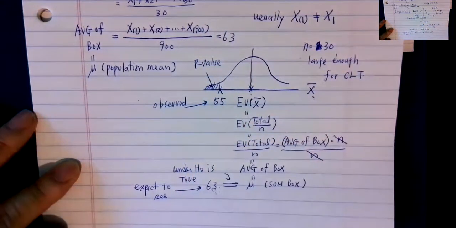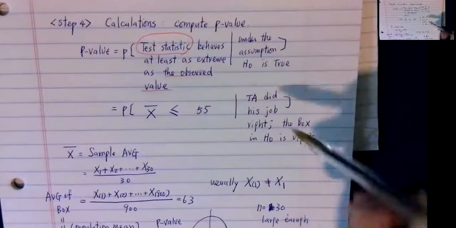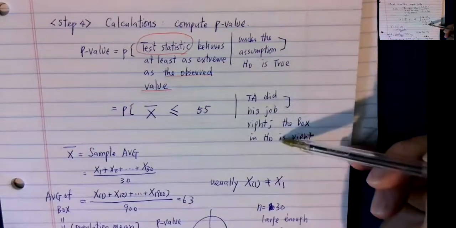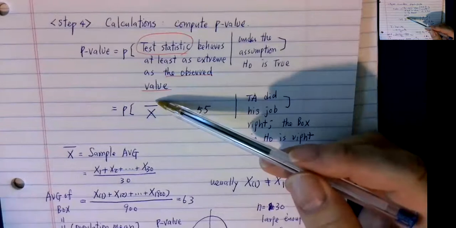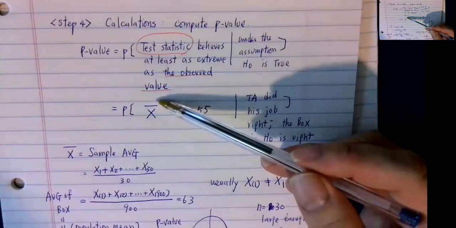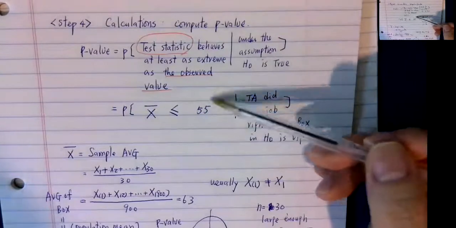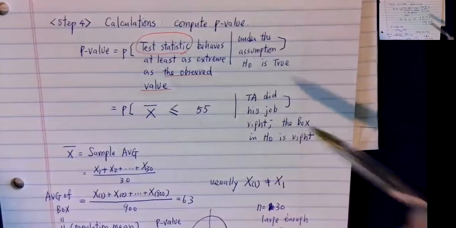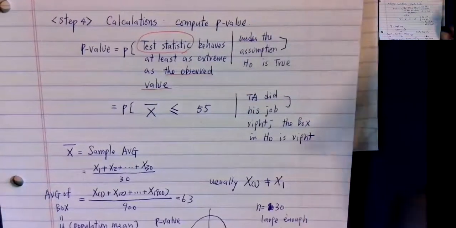Okay? So let me try one more time. Under the assumption that PA did his job right, we randomly select what? From a big class of 900 students, we randomly select 30 students. How likely do we find the average is 55 or even less? Okay, that's called extreme, right? The extreme here means what?